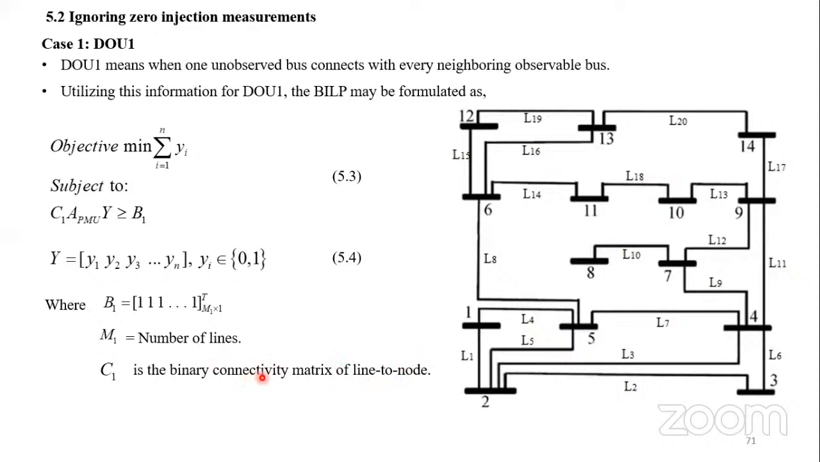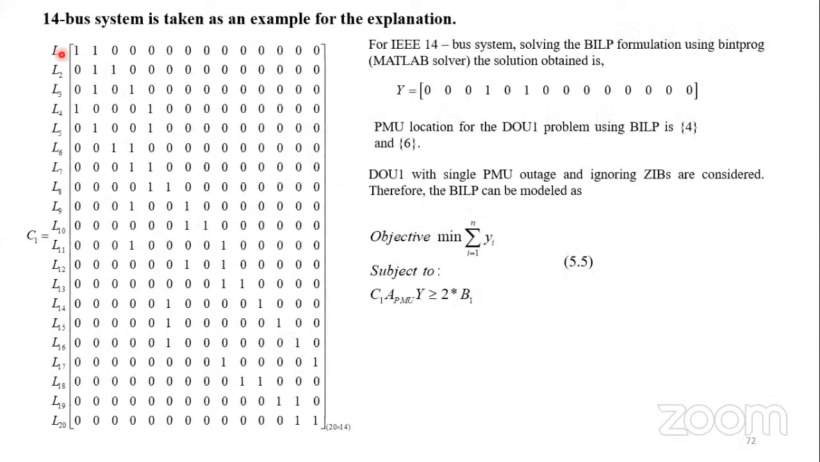This binary connectivity matrix is based on the line to node. As we are seeing here, this is L1 and this is bus number 1, 2, 3, 4, for the 14 bus system, and this is 20 lines. So the size of the matrix is 20 into 14. Every line, like line 1, is connected to 1, 2. Like that, we can obtain this matrix. And here we have used the bintprog toolbox in order to solve this problem.